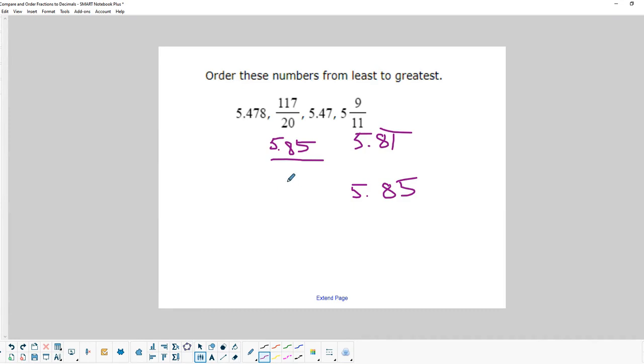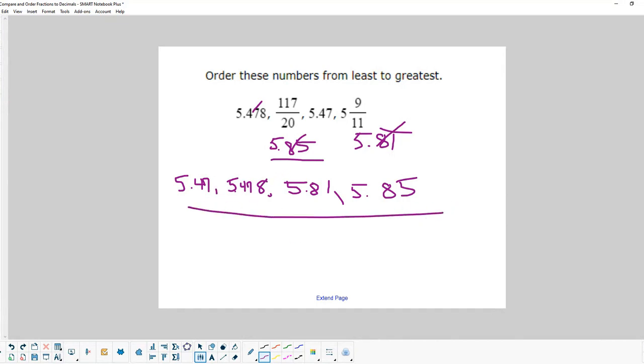Then my 5.81 repeating. Those two are out. Then 5.478, and 5.47. So those are ordered from least to greatest. Okay, good work.